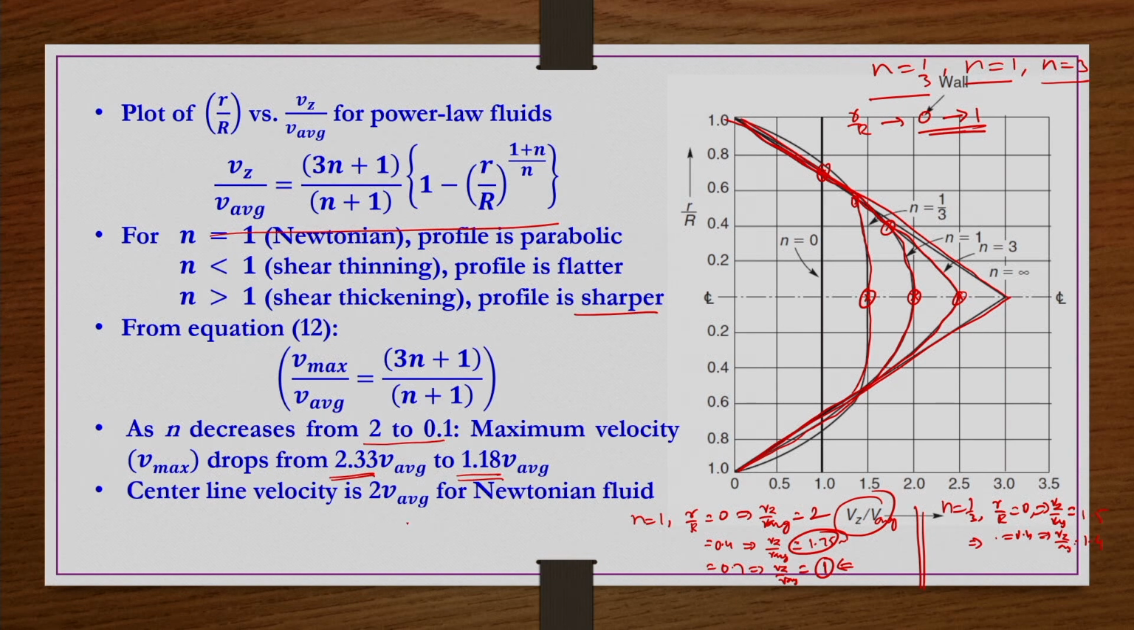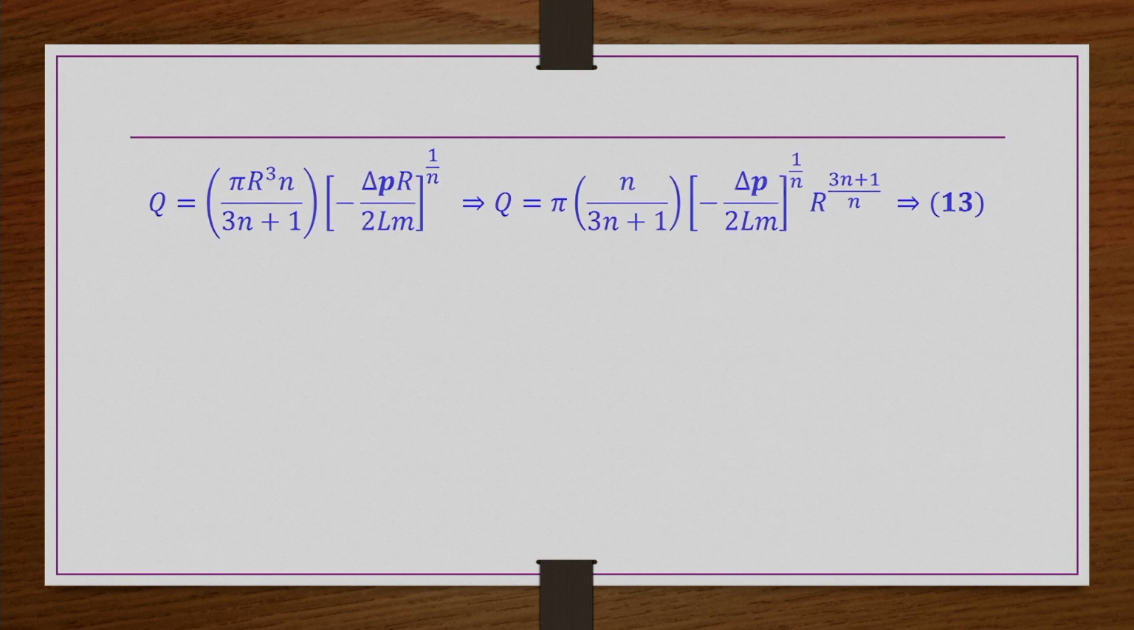So, center line velocity for Newtonian fluids is nothing but 2 times the average velocity that we have seen anyway. Now we see a few more details, because the volumetric flow rate versus delta P is important from an engineering applications point of view. That information we are now going to analyze for power law fluids.